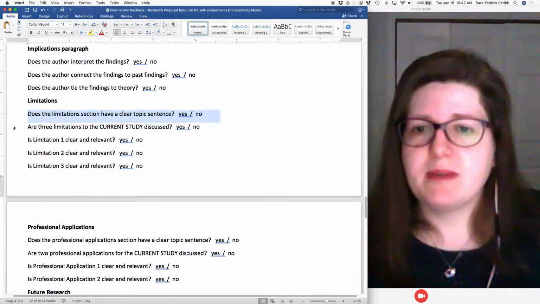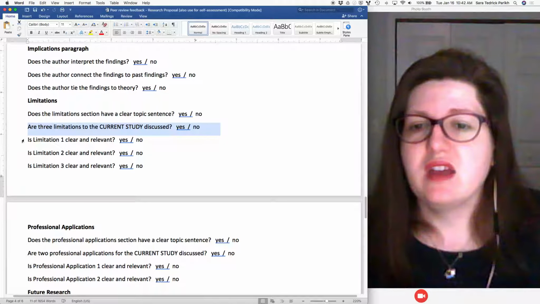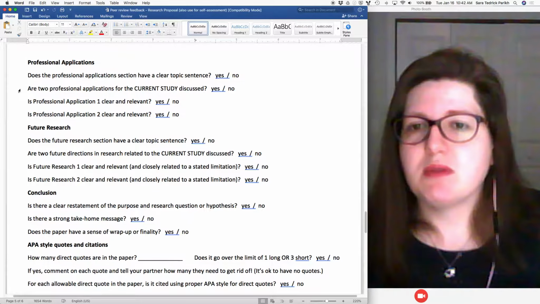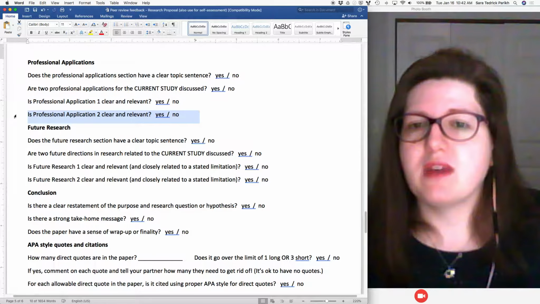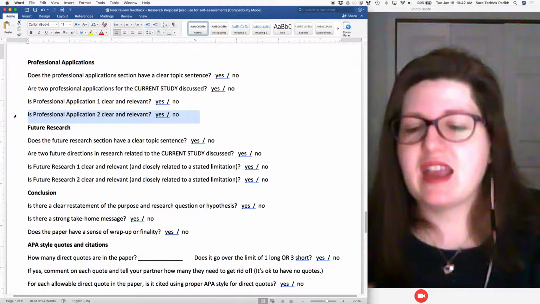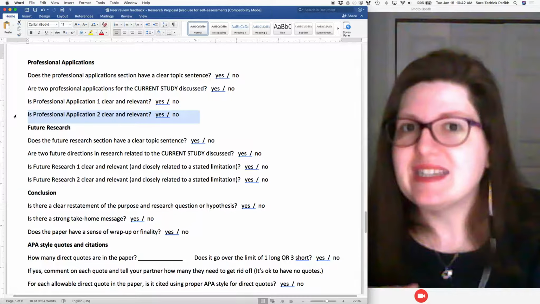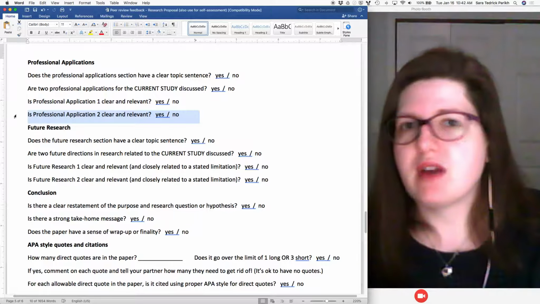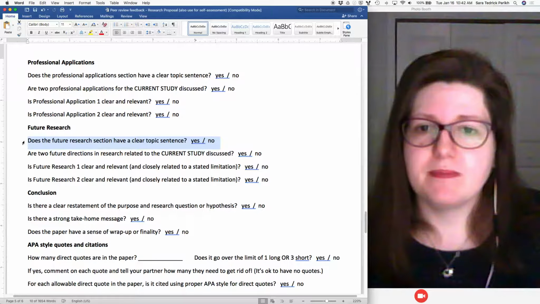Limitations, does it have a clear topic sentence? And big deal, are they focused on the current study? And then are they clear? Are there 3 of them that are clear and relevant? Same thing with professional applications: clear topic sentence, current study, clear and relevant. For professional application, remember, you need to name a professional and it needs to be very specific to the study. It would be your finding applied to a profession. So how should someone do their job differently if your hypothesis is supported? Or you can even say, if it's not supported, what would it mean?